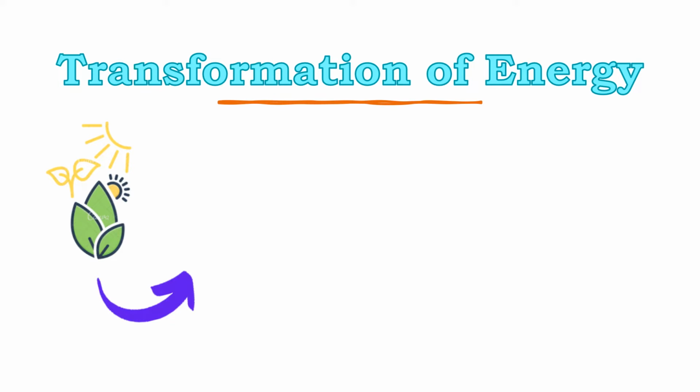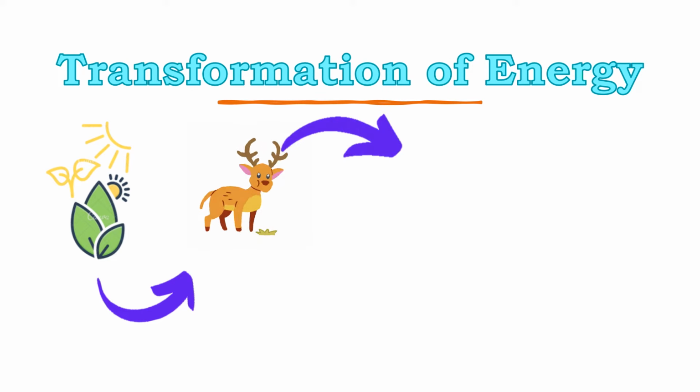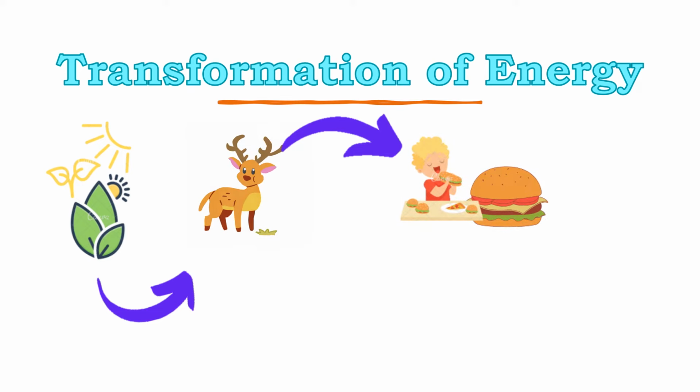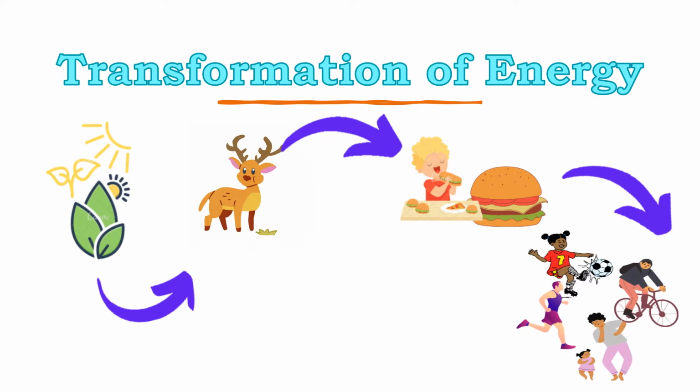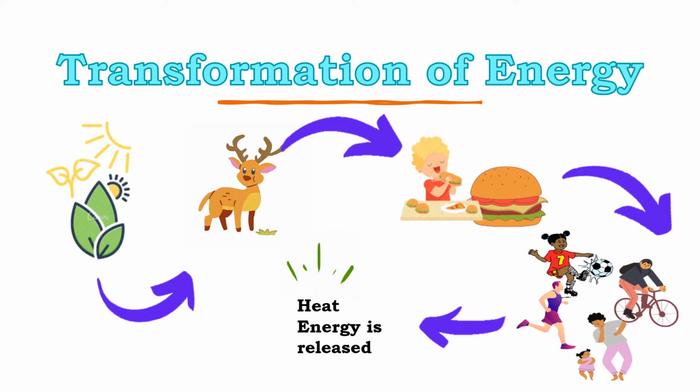When humans or animals eat these plants, the chemical energy in the plant is transferred and becomes chemical energy in the human or animal's body. So, the chemical energy stored in the plant is transferred to the animals, and then the chemical energy stored in the animals is transferred to a human body, and then the chemical energy is changed to mechanical energy when doing anything such as biking, running, and dancing. And then as chemical energy is transformed to mechanical energy, and mechanical energy powers various body activities, heat is released, which is another form of energy.